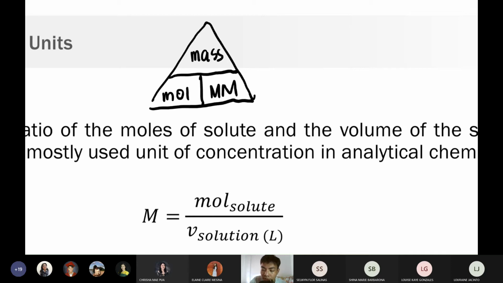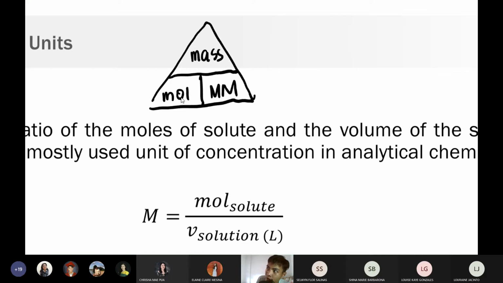Okay? So, paano ginagamit yung triangle na 'to? If you are looking for an unknown, ano gagawin? Tatakpan mo siya. Okay. So for example, I am looking for a mass. So tatakpan ko yan using my mouse cursor. So if I'm solving for the mass, that is the mole times the molar mass. Okay. So i-multiply ko yung dalawang yan to solve for the mass.